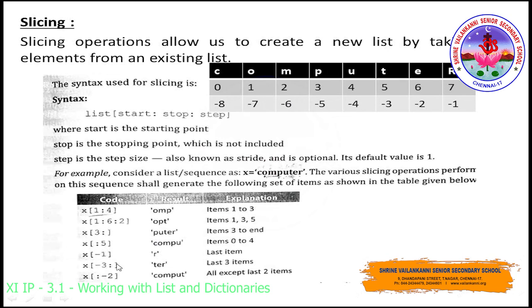Similarly, they have not given the starting parameter and the ending parameter is minus 2. So what will happen? 1 less than minus 2 should be taken into count. So starting from C till T will be taken into count and it gets displayed. So this is how the slicing operation will work on list.